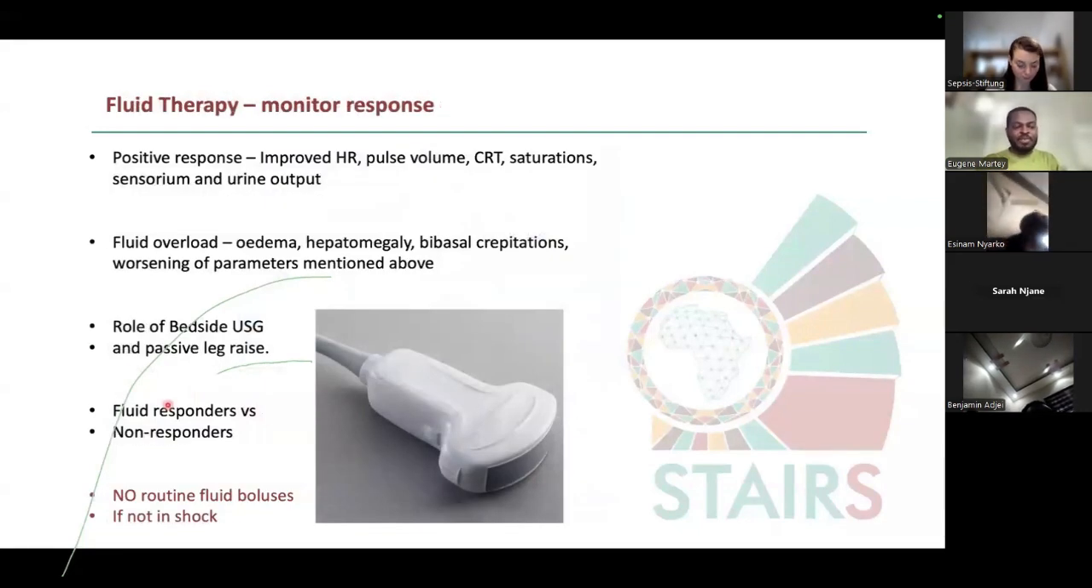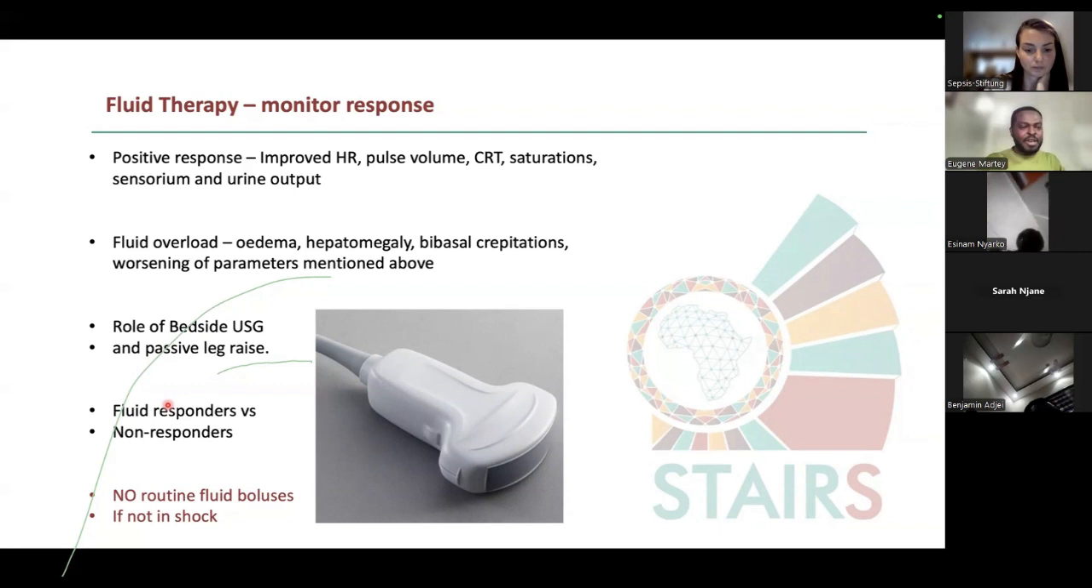So once you give fluid, it's important to monitor the response. Now you're looking at whether or not your patient had a positive response to your fluid therapy by assessing what the heart rate is. Did your heart rate improve? Is your pulse volume stronger? Is the cap refill time reduced? Are your saturations improving? If I'm treating my patient right, then the sensorium should also improve, and I should be seeing improvement in the urine output for the patient, which means that once you think about putting IV fluid in a patient, you should have a means to monitor the output.